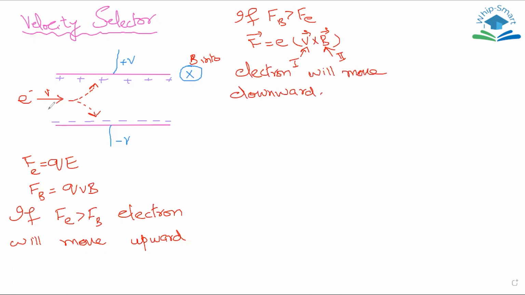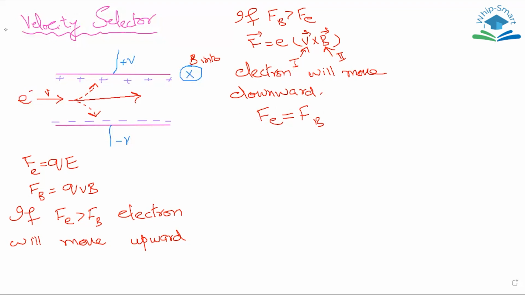By comparing both of these forces and equalizing them, electric force equals magnetic force, they both will cancel out each other's effect. Now the charged particle will move on in a straight line. Both of these forces will cancel out each other's effects.